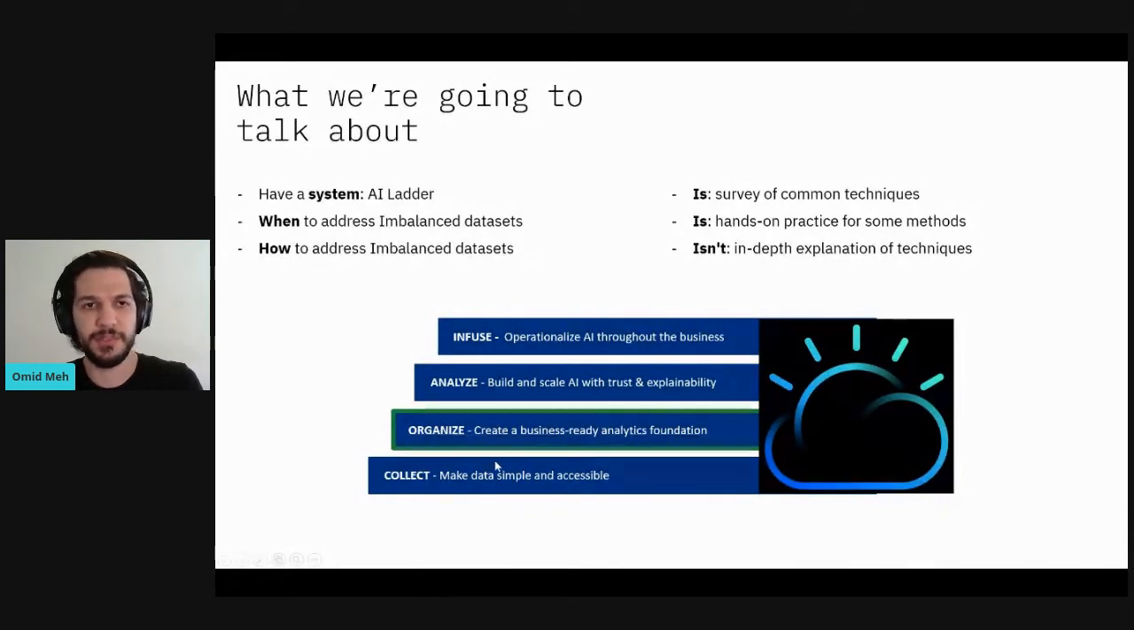So now we have a system. We know what part of the system is going to address imbalanced data sets. It's the organization phase. And we're going to go over how to do it.